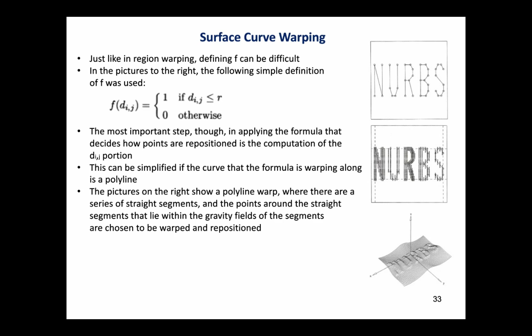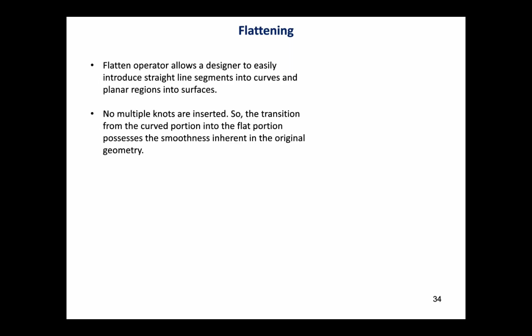Then below that, we have the control points that fall within the field of gravity of that polyline selected, and then below that we have the effect of the warp. And that wraps it up for warping, so I'll pass it off to my next group member.